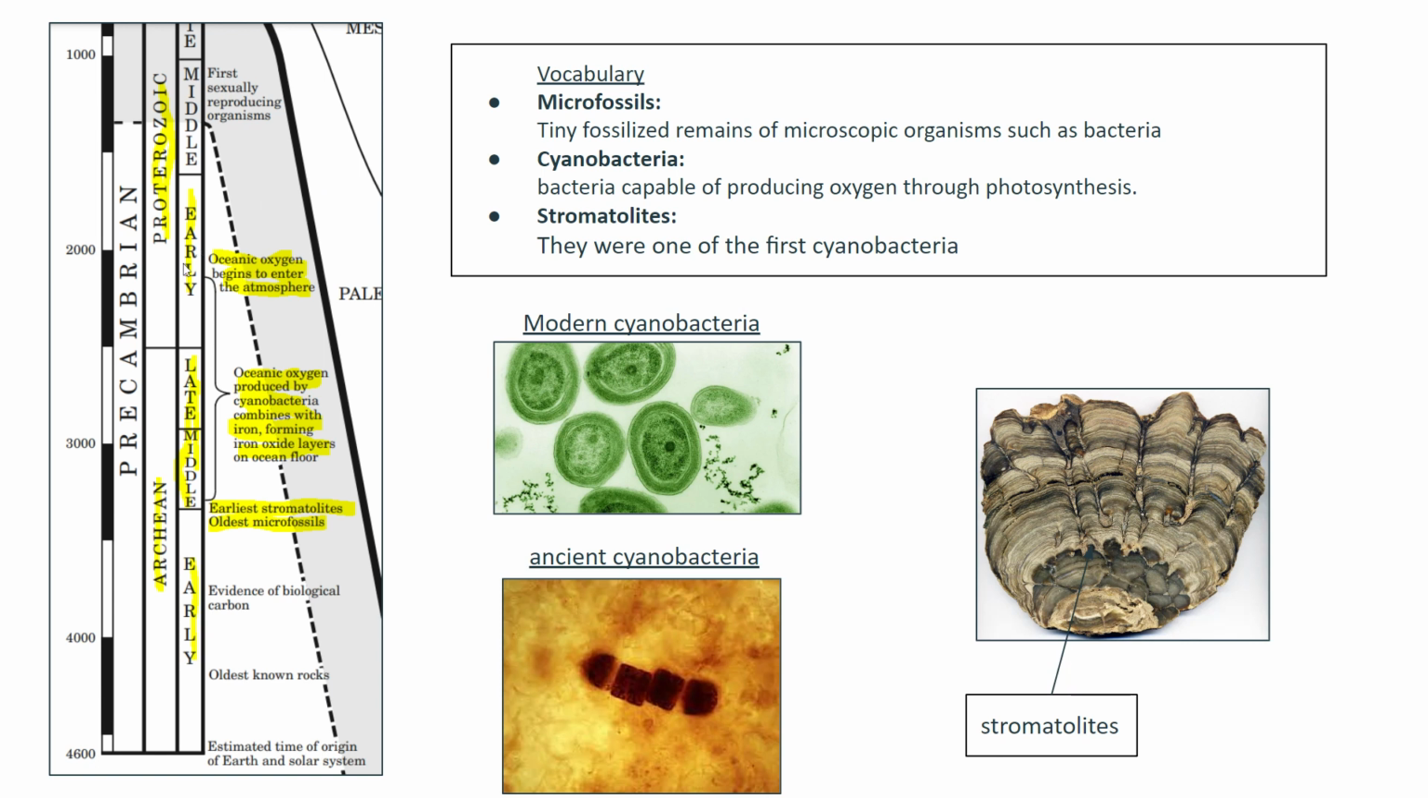And then in the early Proterozoic eon, oceanic oxygen begins to enter the atmosphere. Since these cyanobacteria were creating lots of oxygen, and these cyanobacteria were mostly found in the ocean, that oxygen started to begin to enter the atmosphere. So this is what cyanobacteria look like today. These bacteria create oxygen, but in ancient times, around the Archean eon, cyanobacteria looked like this.